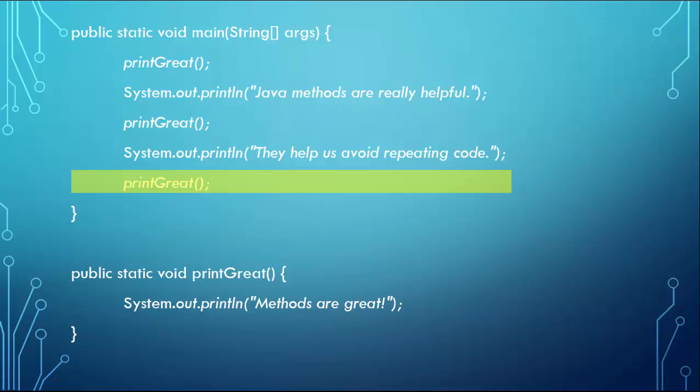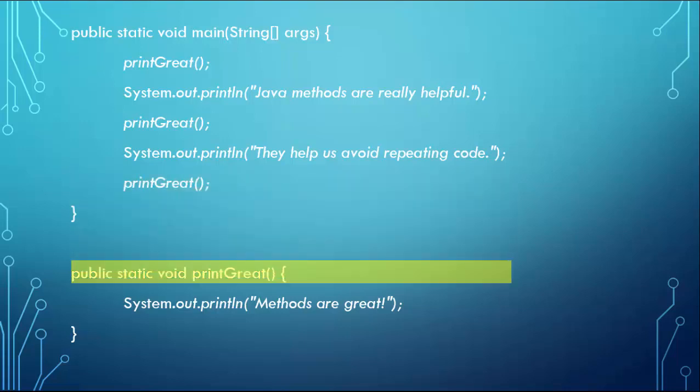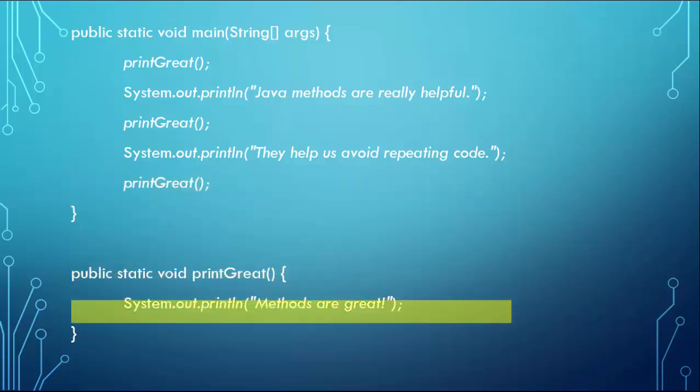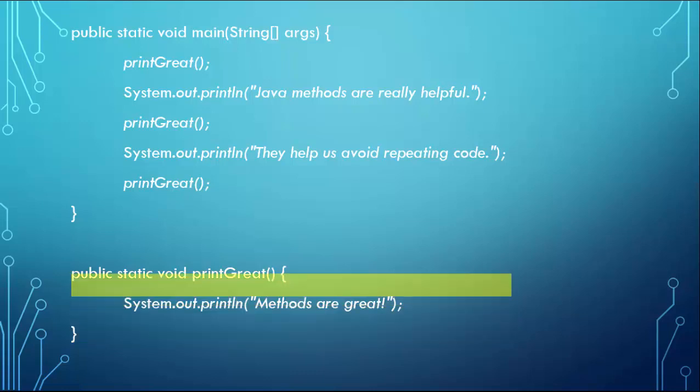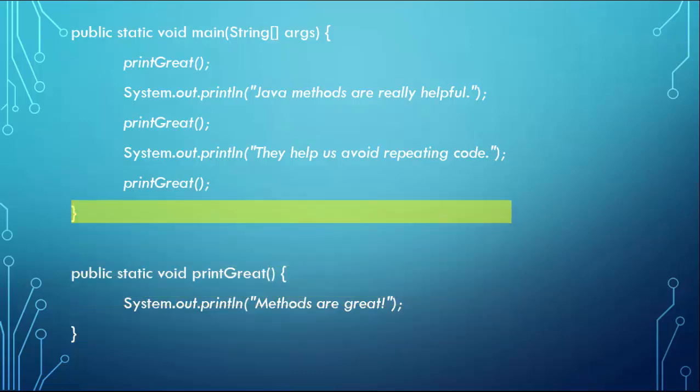We call printGreat again. So we'll jump down, run that code. At the end of the printGreat method, we jump back up to the main method and continue where we left off. This is the end of the main method, so our program will just stop.